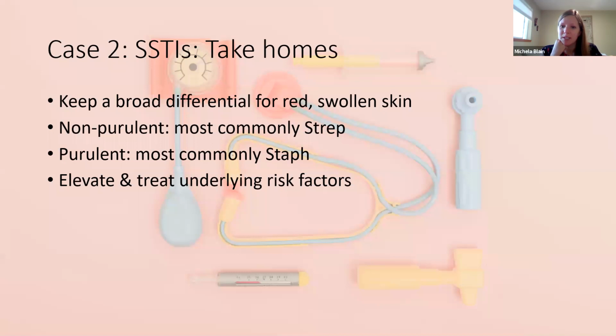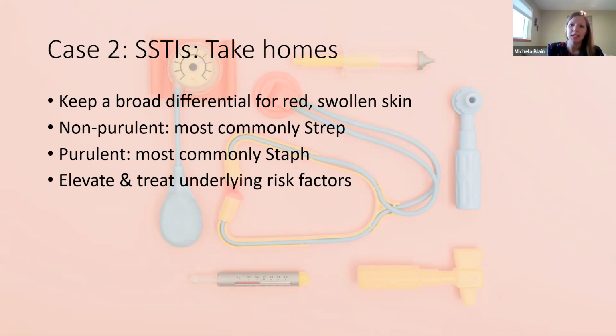So that kind of brings me to my take-home points, which are keep a broad differential for red swollen skin. Non-purulent is most commonly strep, purulent is most commonly staph. What I didn't mention in the case, but Bree's question brings up, is that at the same time you need to be treating their underlying risk factors and elevate. Elevating is huge. Prop that leg up on a pillow, get it higher than the heart, if it's on their arm, you want them to raise it whenever they can. That will help drain the blood flow from the area and be very helpful in improving their redness, their symptoms, and often the pain as well. So simple stuff like elevating that extremity will be incredibly helpful.